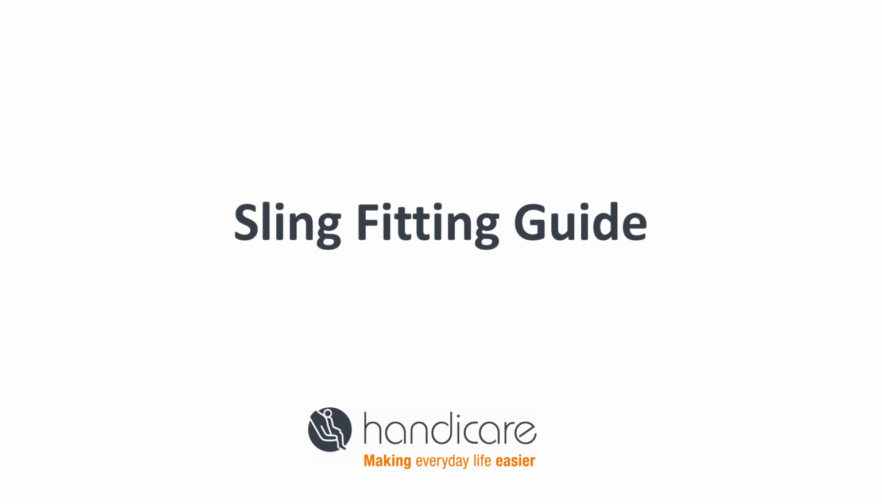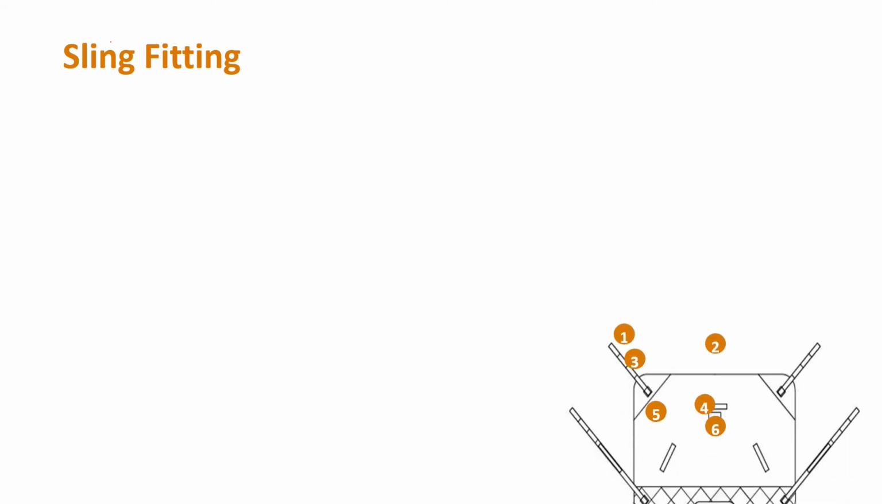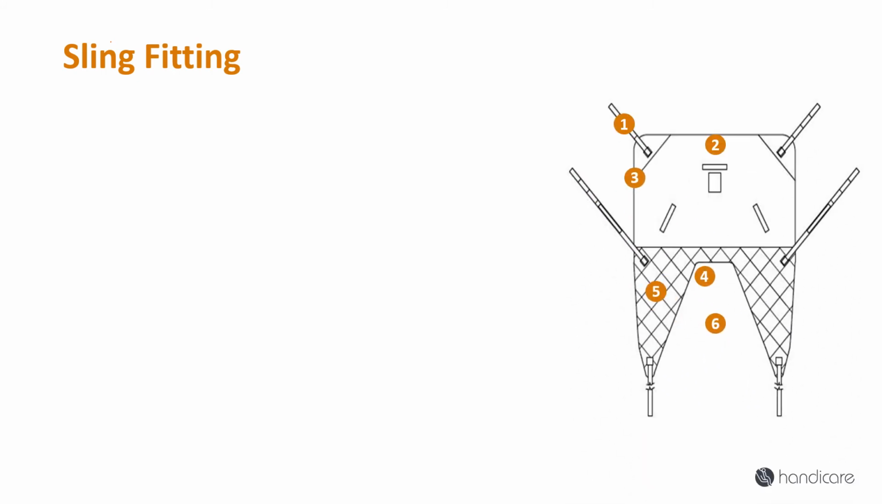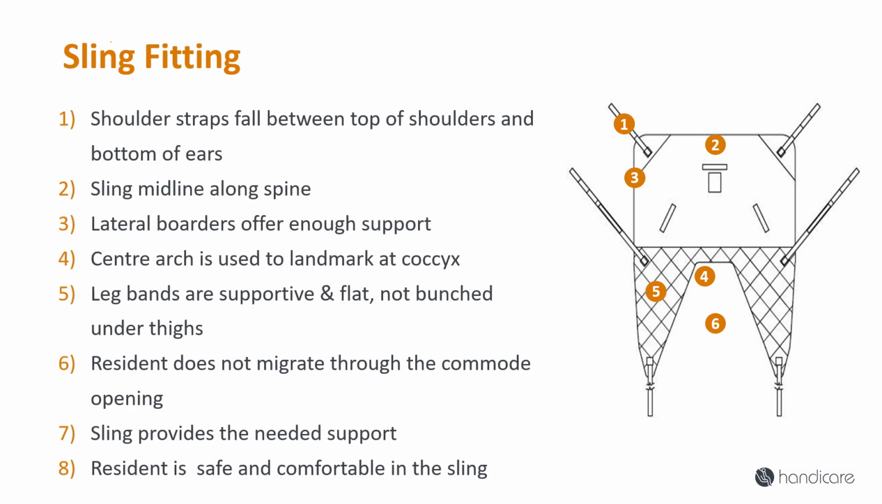Now let's see if the sling we have chosen fits the resident. Once a sling style, size, and fabric has been selected, check and ensure the sling is a good fit for the resident. Here's an example of a universal sling fitting. Ensure that the sling is both supportive and comfortable.